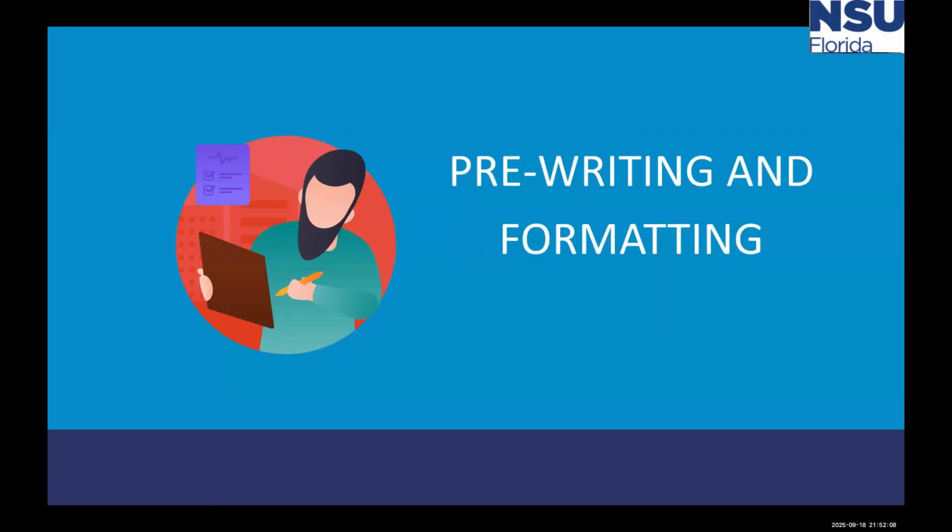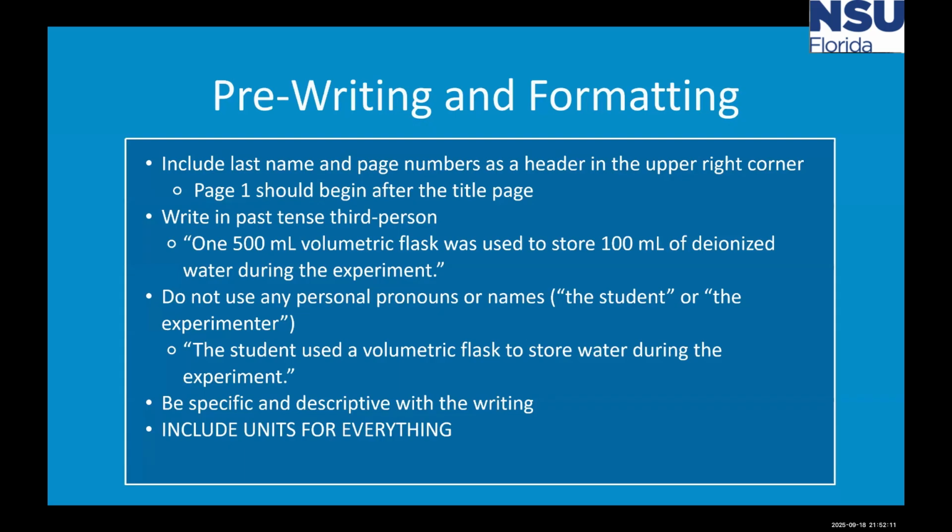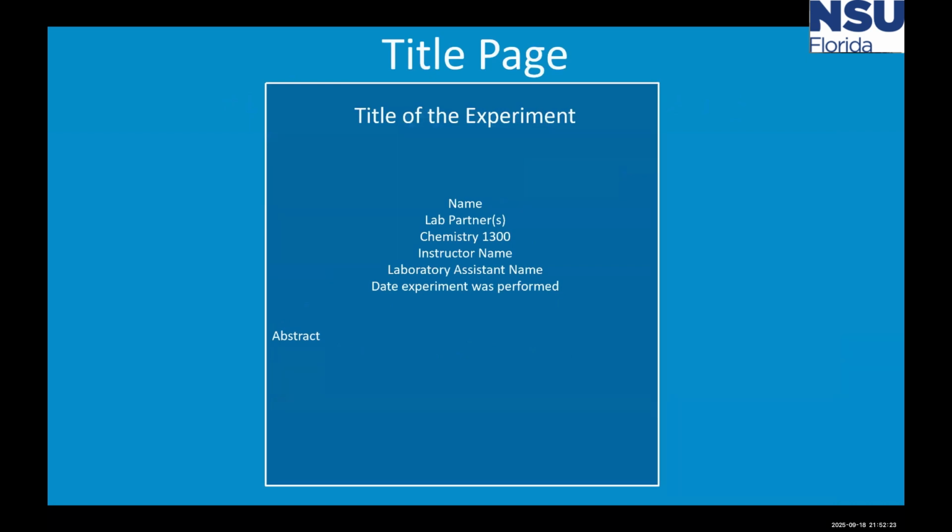So pre-writing and formatting. Include your last name and page numbers as a header in the upper right corner. And that is going to begin on page 1, which will start after your title page. So your title page is going to look like this. You're going to have the title of the experiment at the top of the page, your name, your lab partners' names, the name of your course, so Chemistry 1300, the name of your instructor, your laboratory assistant's name, if you have one, and then the date the experiment was performed. So not the date that you're writing the lab report, but the date that you did the lab. And then that's going to be followed by your abstract, which I'm going to go over later on.